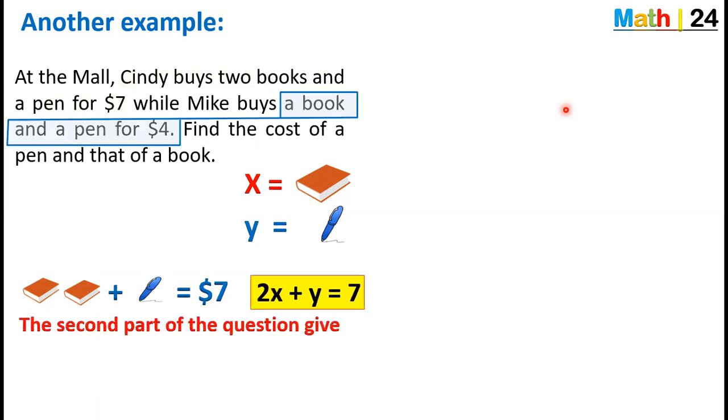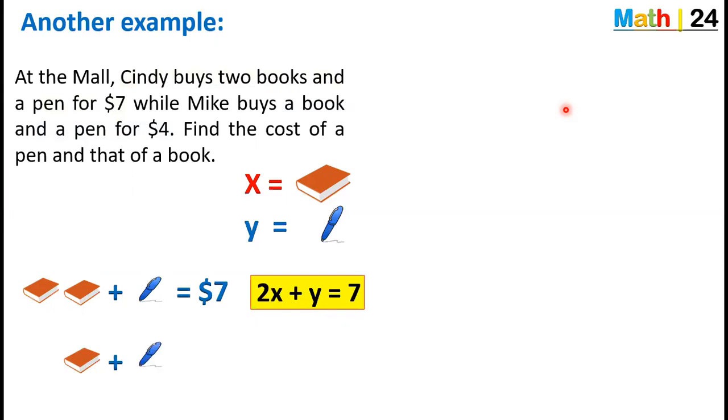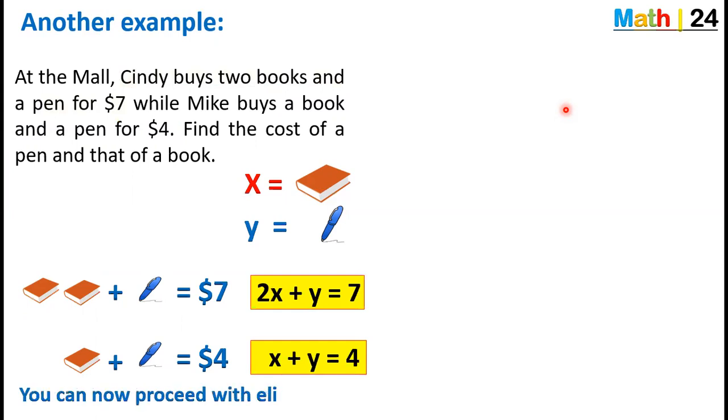Secondly, for Mike, he buys a book and a pen. So 1X and 1Y, right? 1 book and 1 pen equals $4. So 1X plus 1Y equals 4. Just X plus Y equals 4. So from here, we can proceed to elimination.